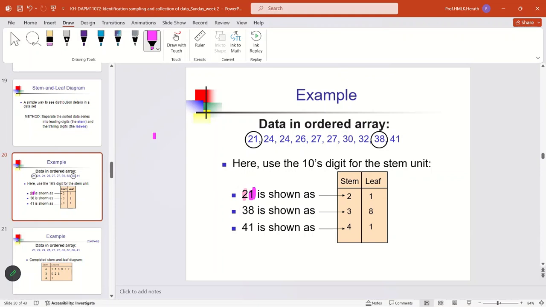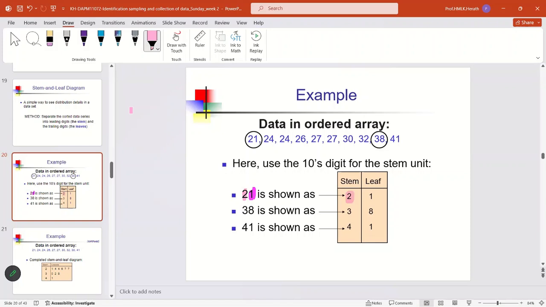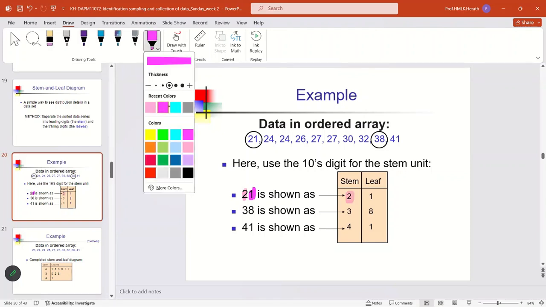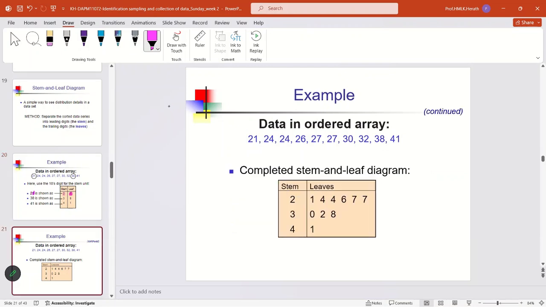So we will take the leading digit into the stem and the trailing digit into the leaf. It says now 25, 21. The 38 is depicted like this and 41 is depicted like this. Okay, let's see how we can arrange all of this data in a stem and leaf diagram.